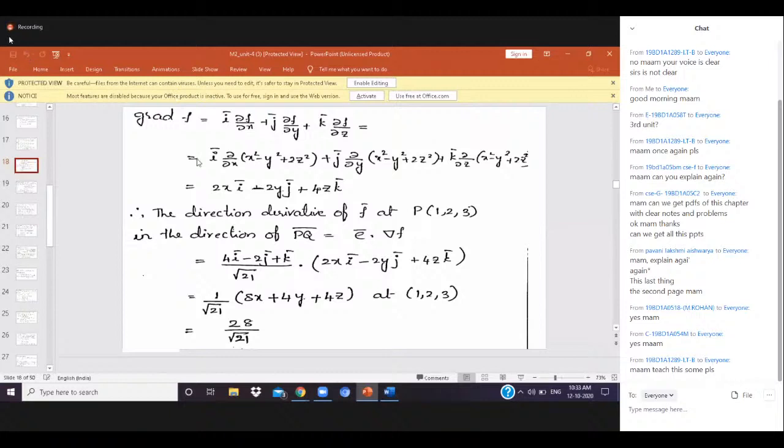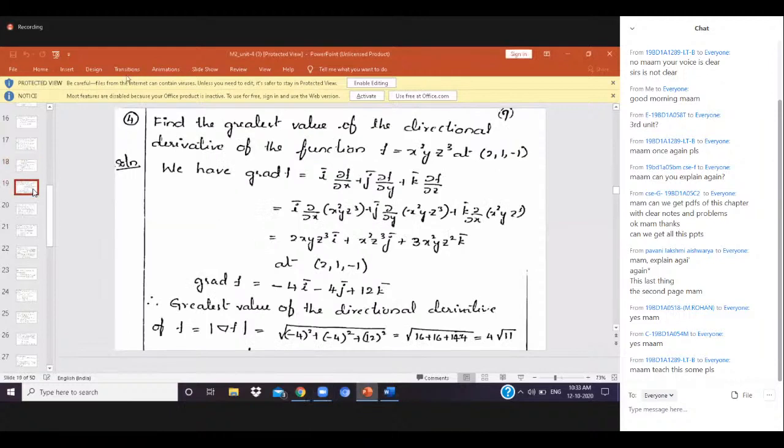Then this is one of the problems in directional derivatives. This is also greatest value. Find greatest value of the directional derivative of the function f of x square plus x square y z cube at 2 comma 1 comma minus 1. So roughly I'm just explaining. So grad f we are calculating. You know how to calculate the grad f according to the formula. We are calculating grad f and keeping aside and substituting the point 2 comma 1 comma minus 1. We'll get the grad f value as minus 4 i bar minus 4 j bar plus 12 k bar.